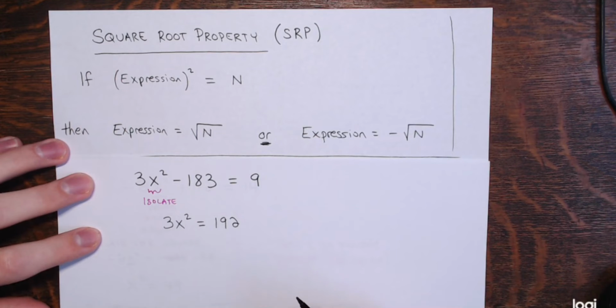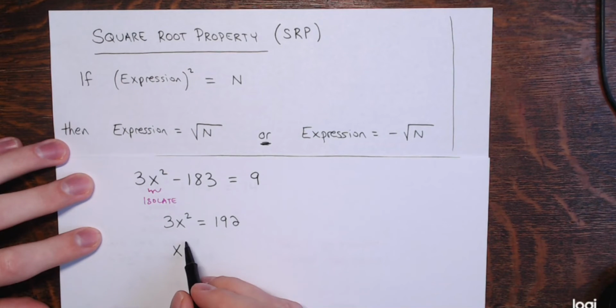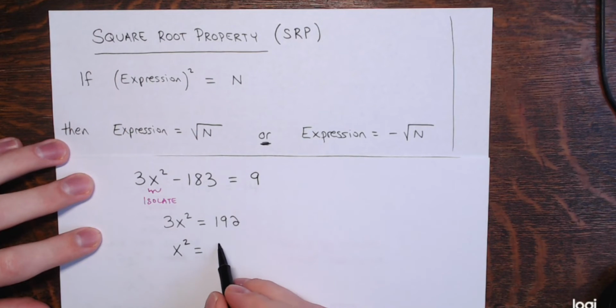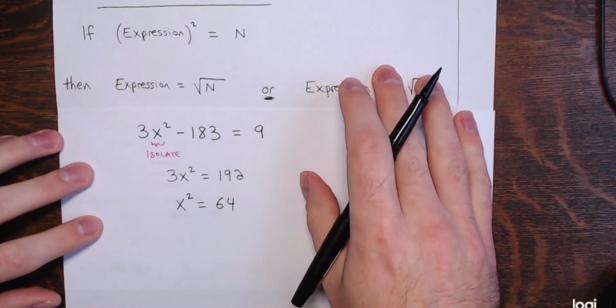And then, to isolate the square, the 3's not being squared, just the x is, so then divide by 3. So x squared would be equal to, now 192 divided by 3 would be 64. 3 times 64 would be 192. So I'm hoping it's obvious, but now I can apply the square root property.